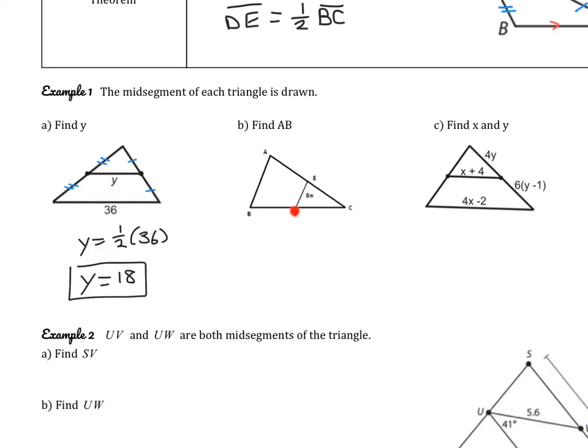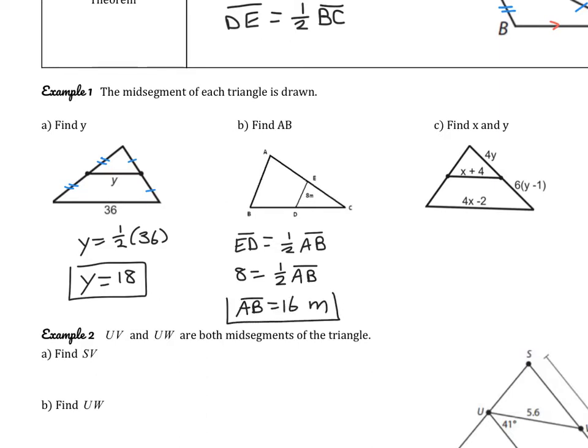Here we are told that the length of this midsegment is 8, and we would like to find AB. So we can start with the equation ED equals 1/2 of AB. So my midsegment equals 1/2 of the third side. We can substitute what we know. We know ED is 8, so 8 equals 1/2 times the length of AB. And if we multiply both sides by 2, we get AB equals 16. And this one does have units, so it's in meters.